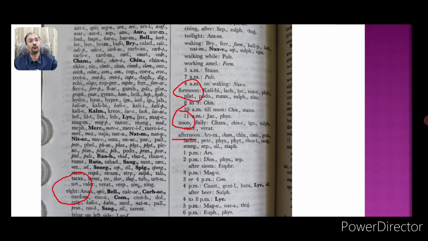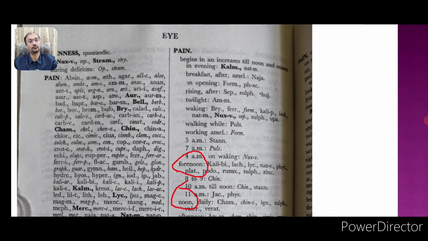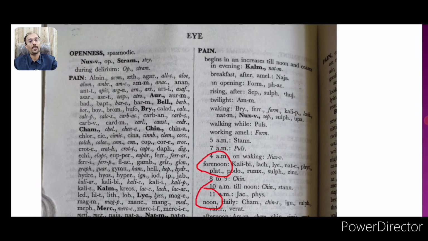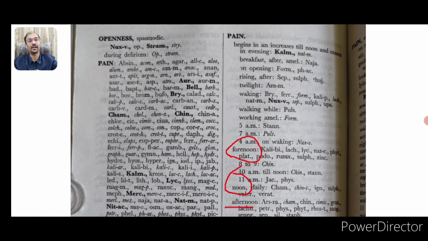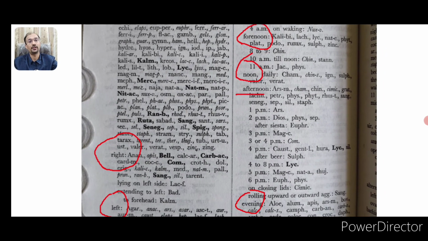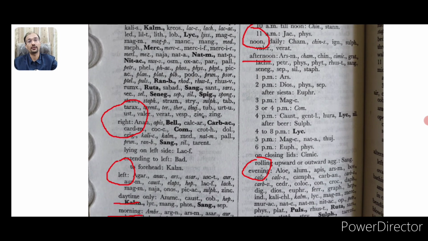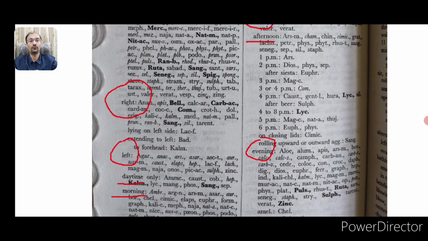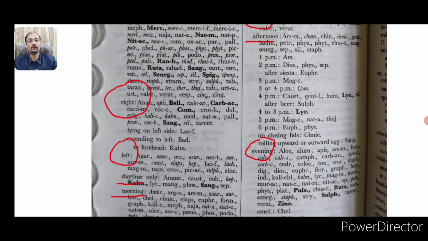Okay, so if we refer to the book, this is chapter head. We are going to look for the rubric pain. So we have this general rubric pain. All the medicines are listed, and then comes a sub-rubric in simple Roman letters, right followed by left. If you look at right, there is one extension also, extending to left and extending to forehead. So this is again general to particular.